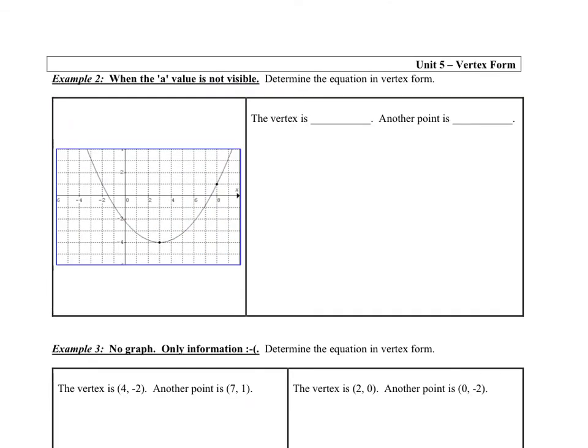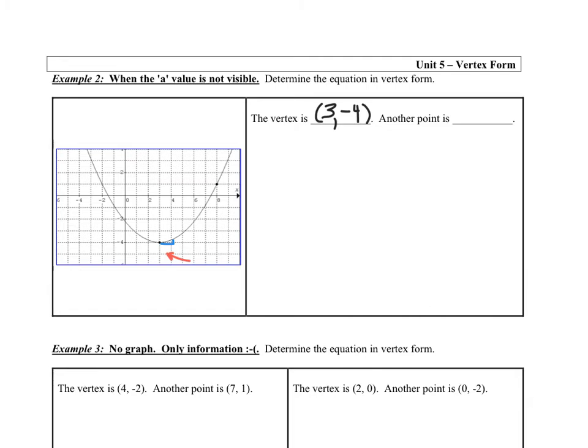If we look at this next example, I can see where my vertex is located. It's quite visible. It is at 3, negative 4. But if I try to find that a value, moving to the right one and up, that's really hard to estimate. I can't tell. Maybe that's 0.3, maybe that's 0.4. I have no idea. Okay, when the a value is not visible, we want to find another point.